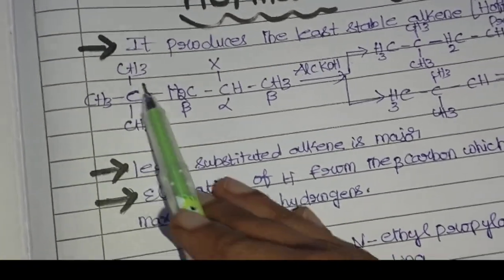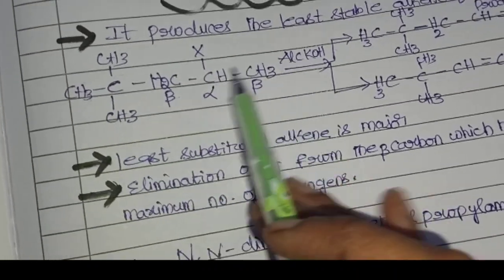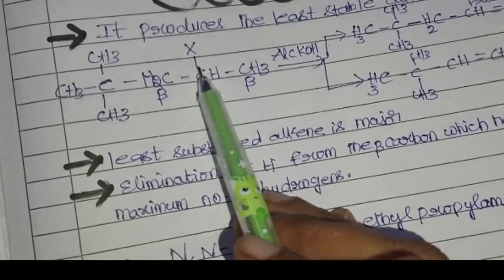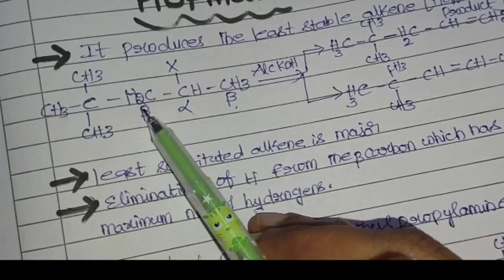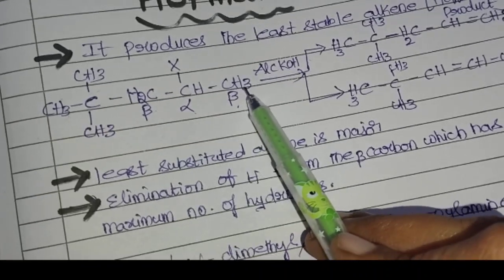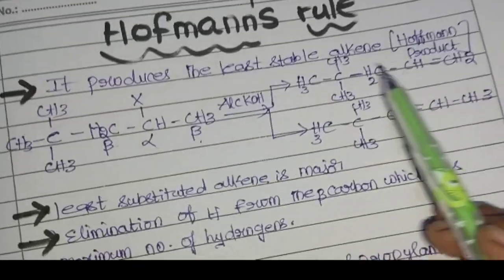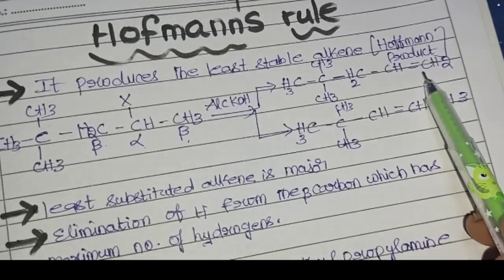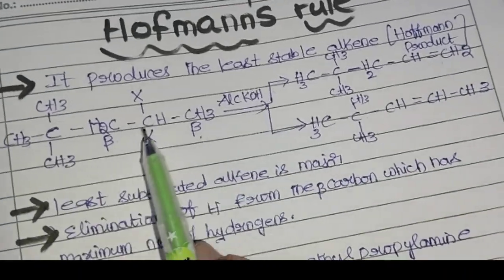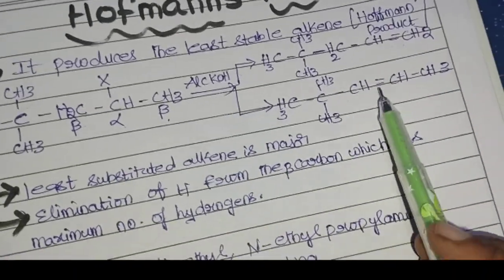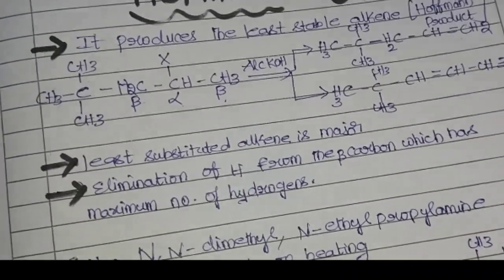So CH3, CH3, CH3, CH2, CH, CH3. Here this is the halide place, it is the alpha carbon, and these two are beta carbons. Here where more hydrogens, more protons are there, this beta carbon, when we substitute here, we'll get the double bond here. So the least substituted alkene is the major form.